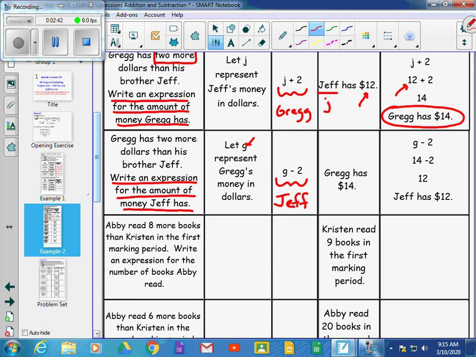In column 4, they tell us that Greg has $14, so we're going to substitute that 14 in there for G, and then we're going to evaluate. 14 minus 2 is 12. That tells us that when Greg has $14, Jeff has $12.